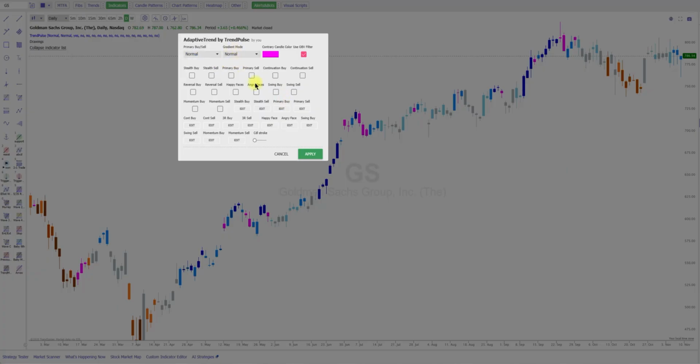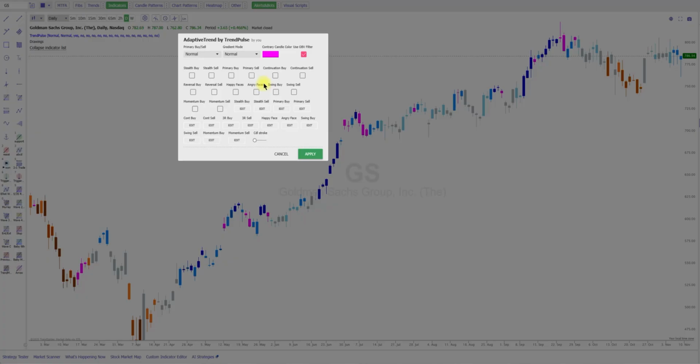The gradient mode: several of the buy and sell signals have a condition where it will look at the gradient logic to fire off that buy or sell signal. If you want more, go aggressive. If you want fewer, then go to conservative. And what you'll see is the gray bars will either increase or decrease. The pink bars may increase or decrease, but usually normal is going to be fine.